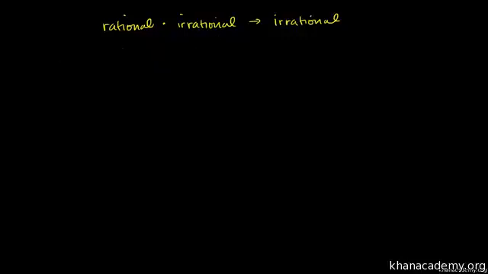I said we will do it for a proof by contradiction. So let's just assume that a rational times an irrational gives us a rational number.